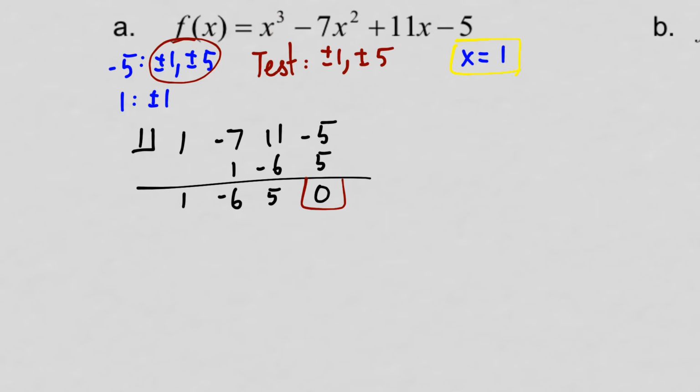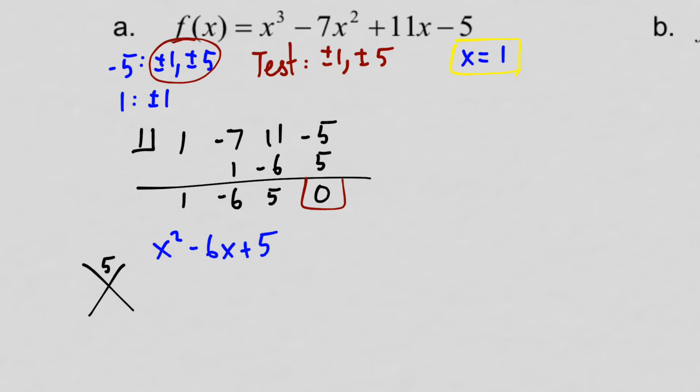Now, you could continue to test out values using synthetic division right here. Test something else. But since I started with the cubic and now this is a quadratic, what I'm going to do instead is just change this into a polynomial. It's a quadratic polynomial, x squared minus 6x plus 5, and I'm going to try to factor it. We know how to factor those.